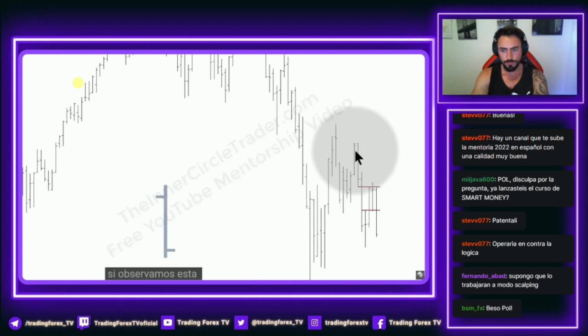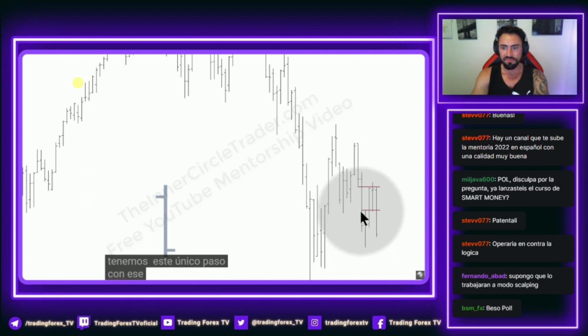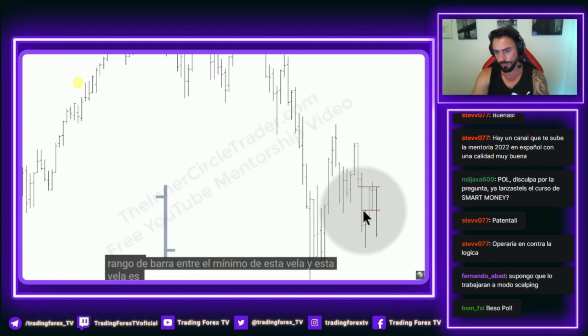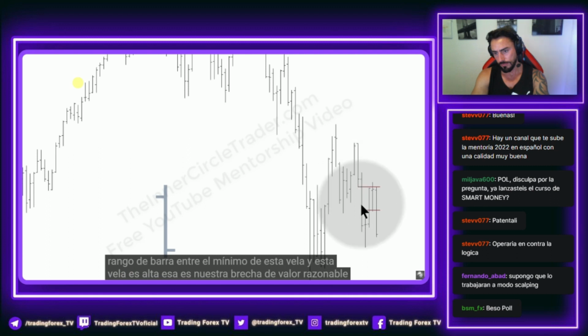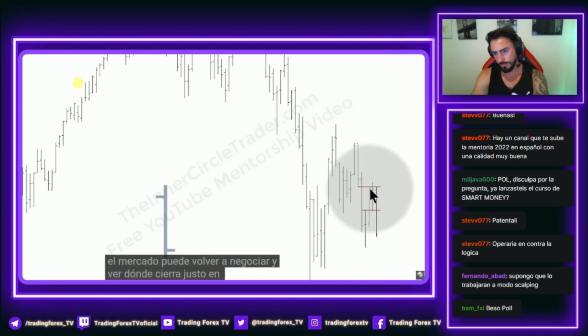If we look at this relationship over here, we have this one single pass with that bar range between this candle's low and this candle's high. That's our fair value gap. The market can trade back up into it, and look where it closes, right on the highs. In the next candle, it's back and forth, works both sides of the range.